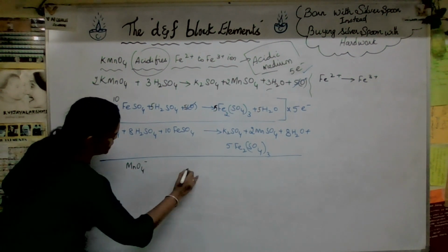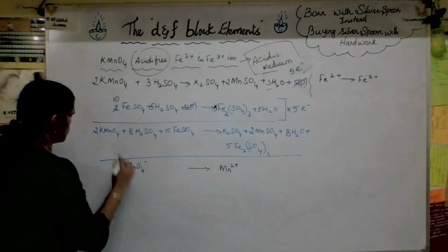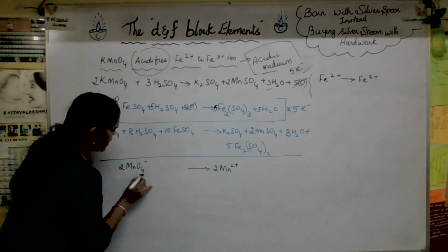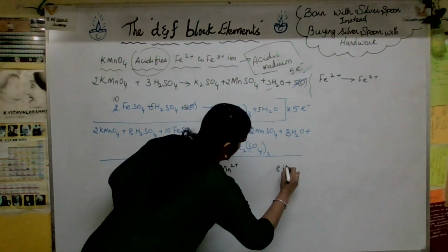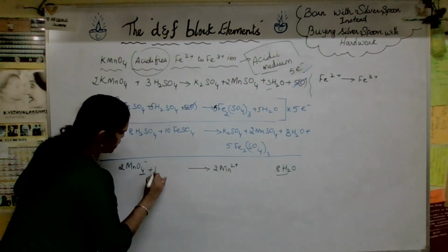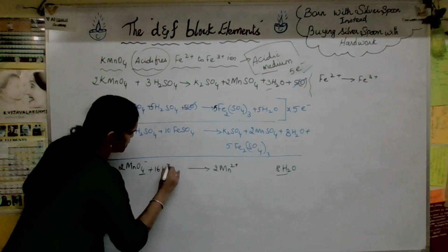MnO4 minus gives Mn2 plus. So here it is 2 MnO4, here the same. Okay, how many oxygens are there? 4. 4 twos are 8. So 8 H2O. Right? How many hydrogens are there? That many H plus ion. So that means 8 twos are 16 H plus ion.